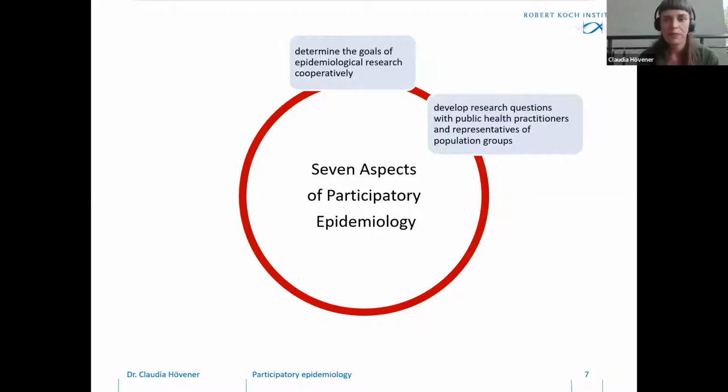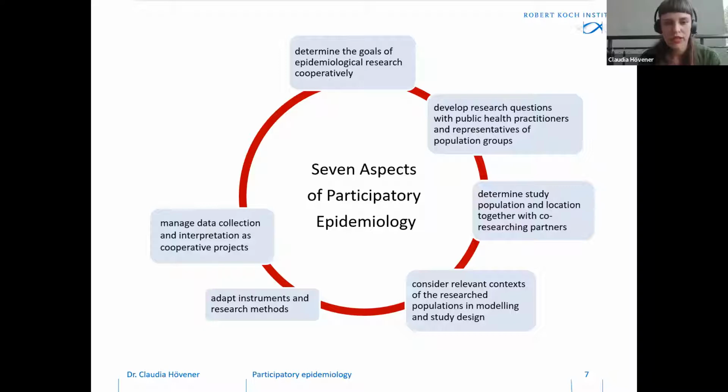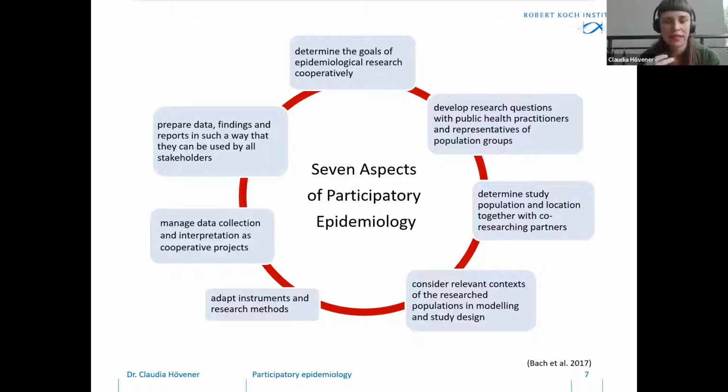In participatory epidemiology, we develop research questions with public health practitioners and representatives of the population group. Then we determine the study population and location, again, together with cooperating partners. We consider relevant context of the research populations in modeling and the study design. Then we adapt instruments and research methods together. We manage the data collection and interpretation as cooperative projects. So we do not do this on our own. And we prepare data findings and disseminate them in a way that can be used by all stakeholders.